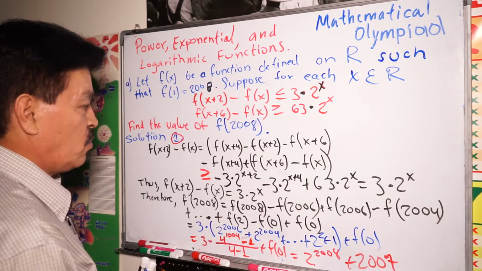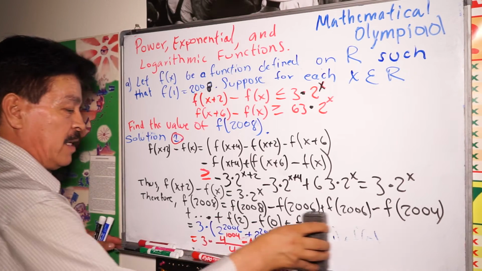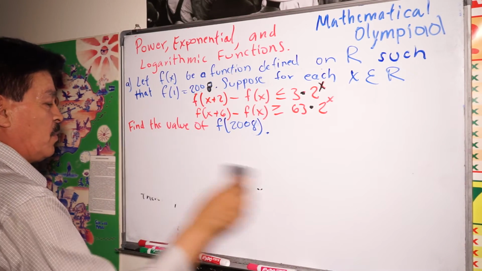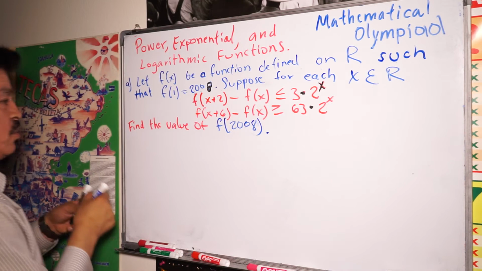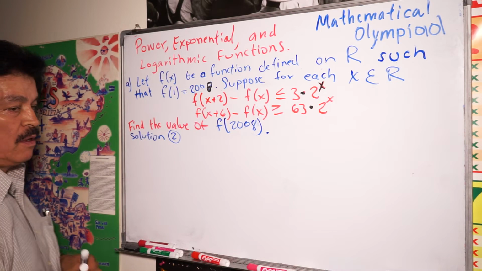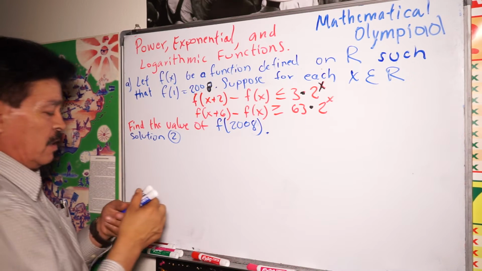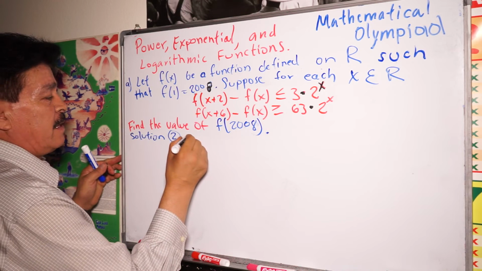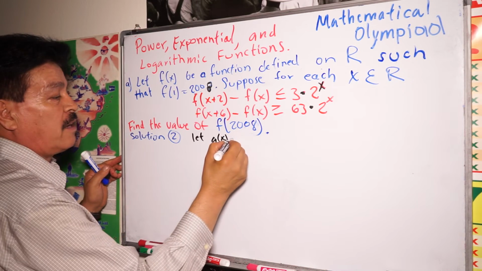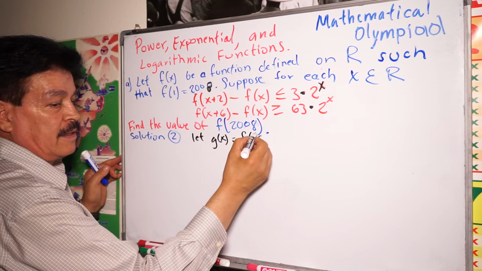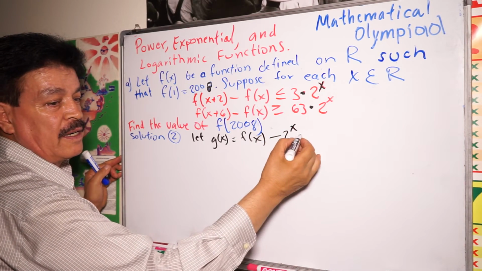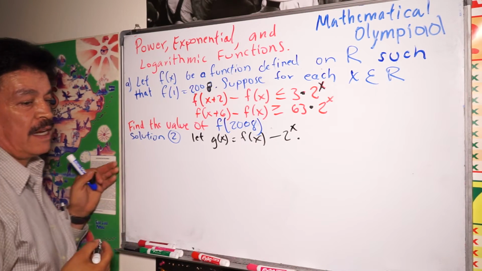Now let's find solution number 2. Let's erase here and then look for solution number 2. All right, so here, let g(x) equal f(x) minus 2 to the x power.